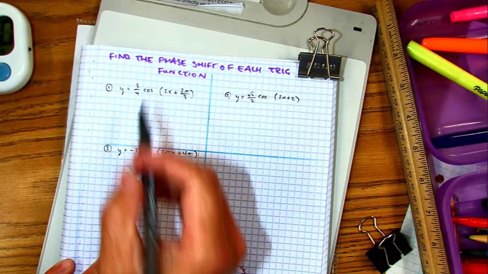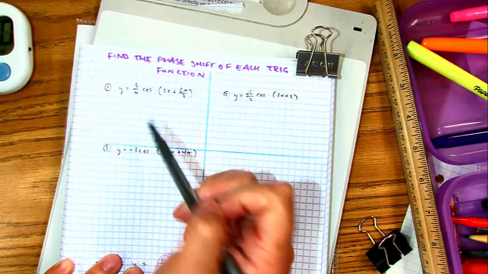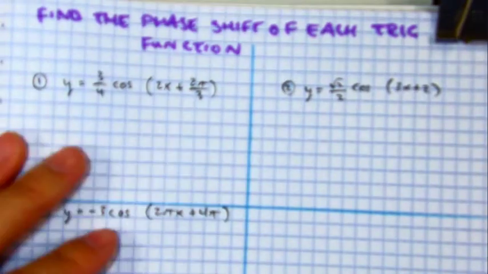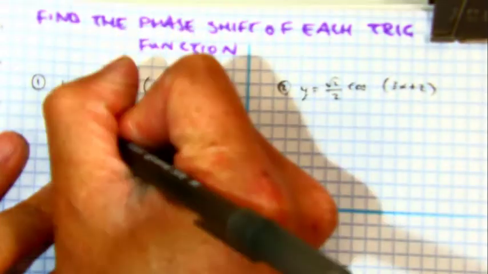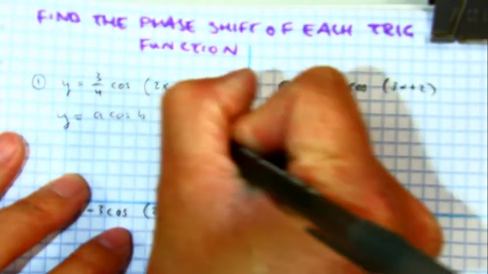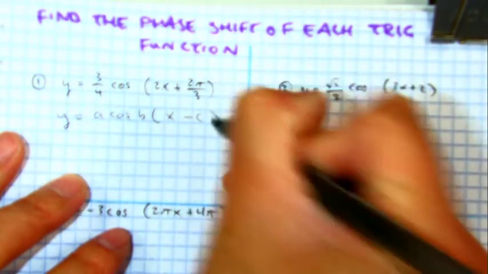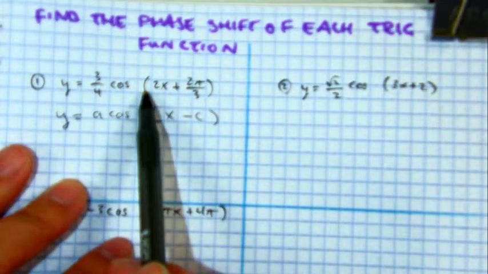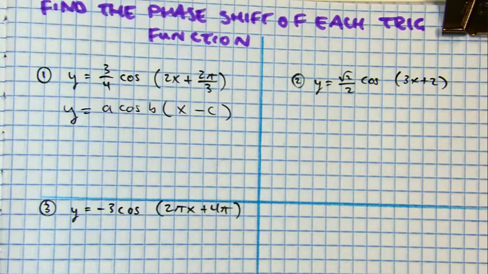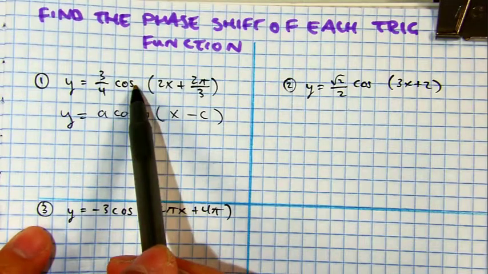In these problems, we're supposed to find the phase shift of each of the trig functions. You can write the letters below or above it. Y equals A cosine B x minus C. Did you notice that the B value is to the left of the parentheses? I don't have a B value.